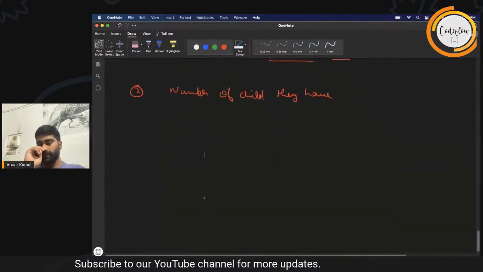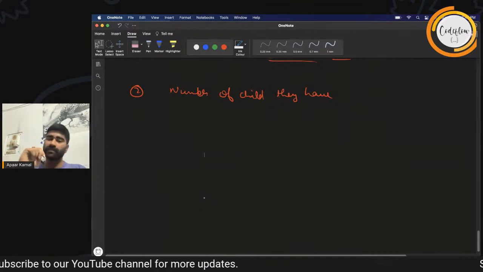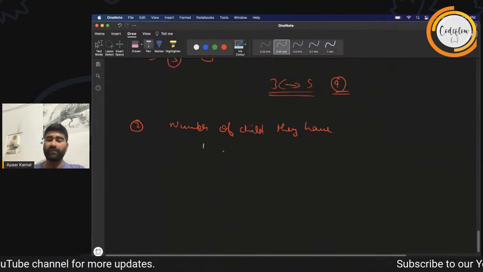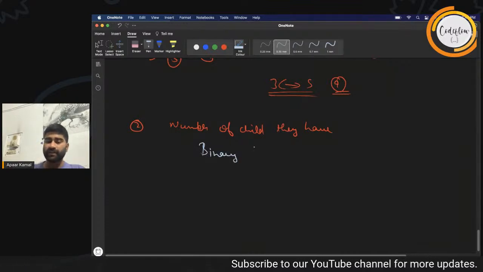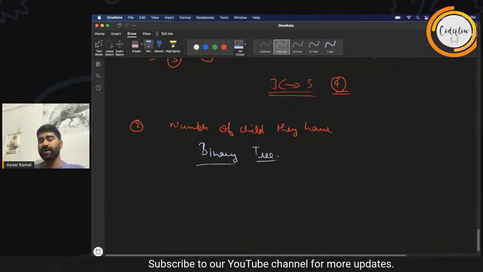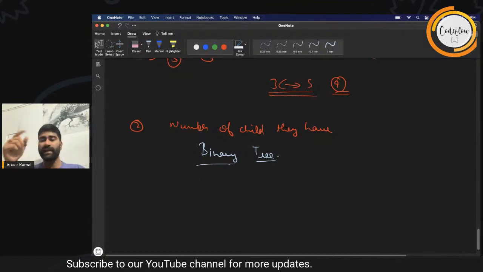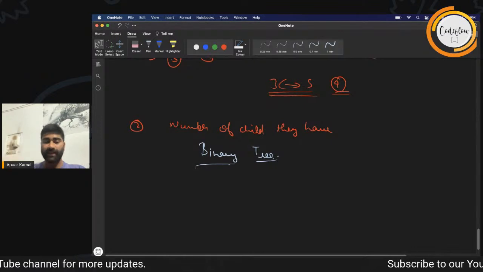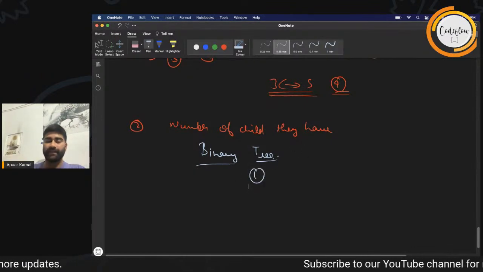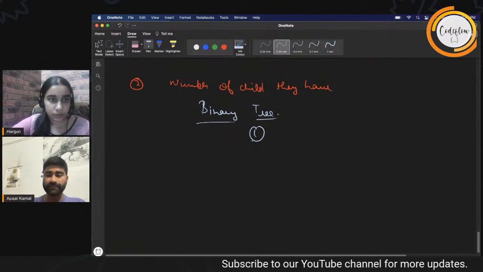So on the basis of the number of children they have, what we say is that we have a binary tree. What is a binary tree? In a binary tree, a node can have at most two children. So guys, this can be a binary tree. Let me give you an example.